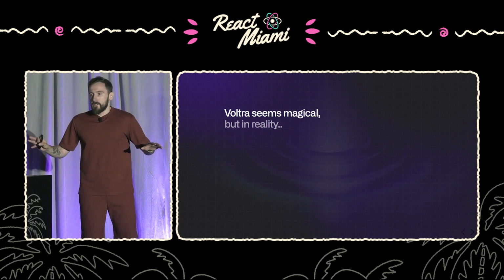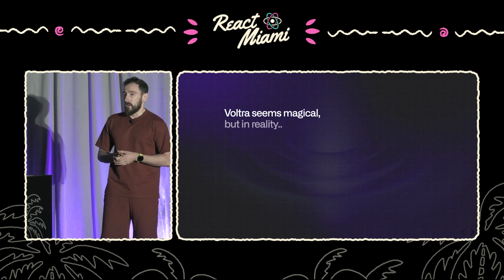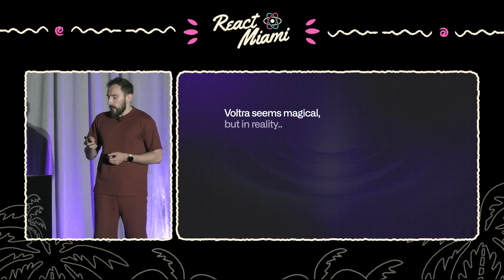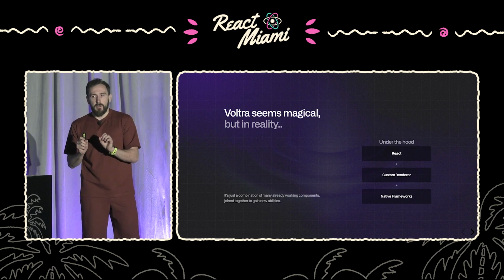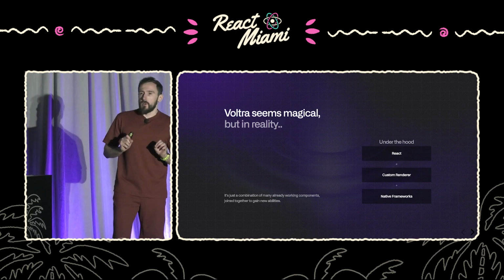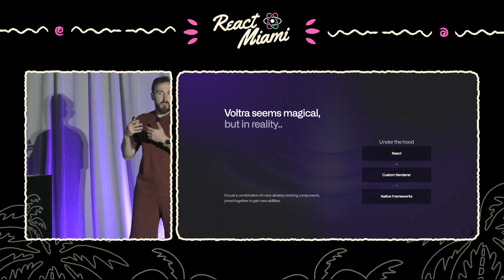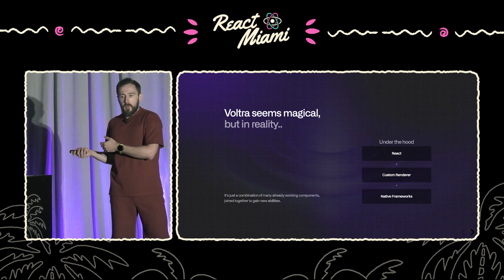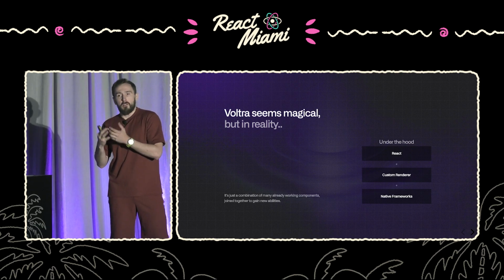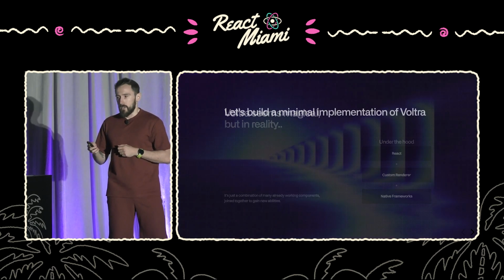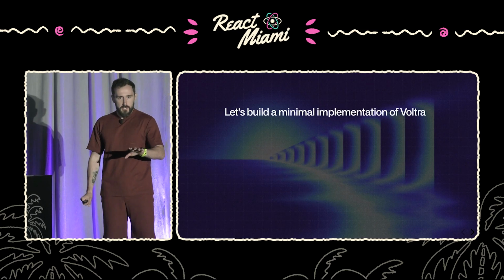All of this can seem magical, like thousands of lines of code, like months of work. But in reality, it's basically clever engineering. We took a couple of components that already exist in the ecosystem. We took React, some patterns from React Native. We took native frameworks. And in the end, we had to create this glue, this custom renderer, which will combine all these pieces together. The idea for this presentation is to go through the process of creating Voltra yourself.